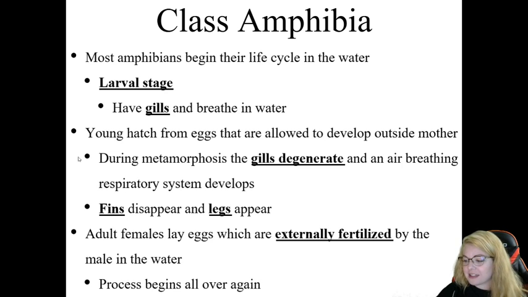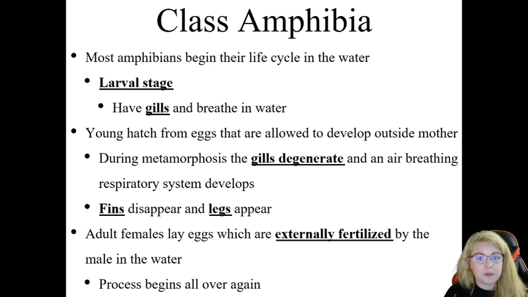And finally, the last class we're going to talk about is class Amphibia, which, as you guys know, contains amphibians. So most amphibians begin their life cycle in the water in the larval stage, and they breathe through gills in the water. The young amphibians will hatch from eggs that are allowed to develop outside of the mother, so this is external. And during metamorphosis, though, the gills begin to degenerate and an air-breathing respiratory system develops. And so at this point, the fins also begin to disappear, and they begin to develop legs.